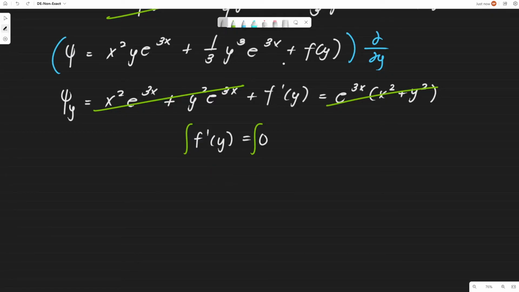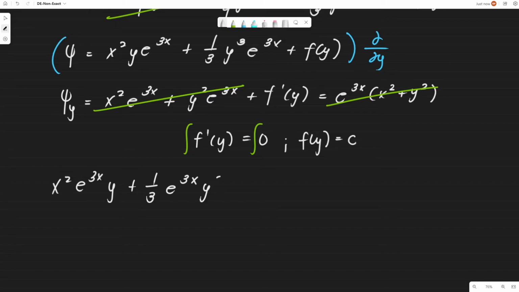Okay. So we have our f of y is equal to c. So therefore, the solution to the differential equation is x squared e raised to 3xy plus 1/3 e raised to 3xy cube is equal to c. As simple as that.